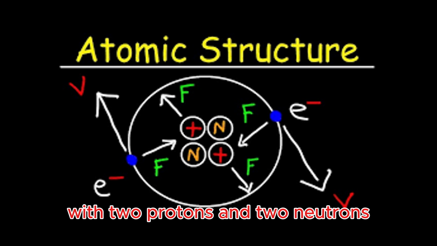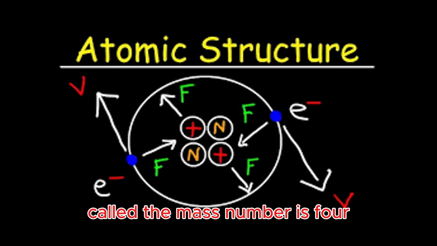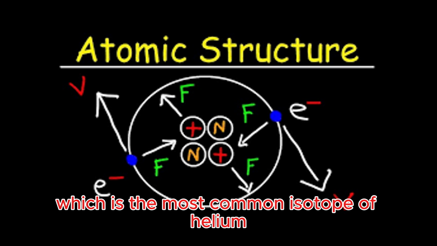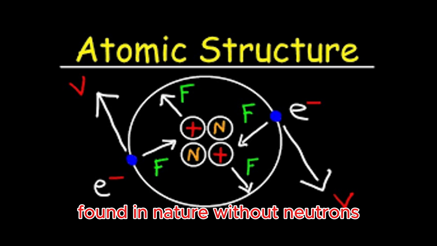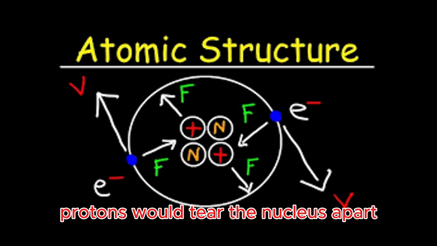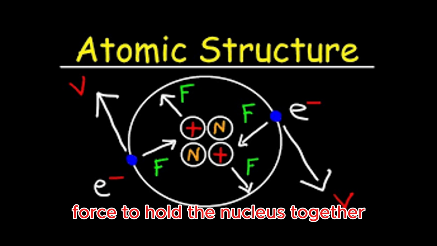With 2 protons and 2 neutrons, the total number of particles in the nucleus, called the mass number, is 4. That is why this specific atom is known as helium-4, which is the most common isotope of helium found in nature. Without neutrons, the strong repulsion between the positively charged protons would tear the nucleus apart, but neutrons provide additional nuclear force to hold the nucleus together.